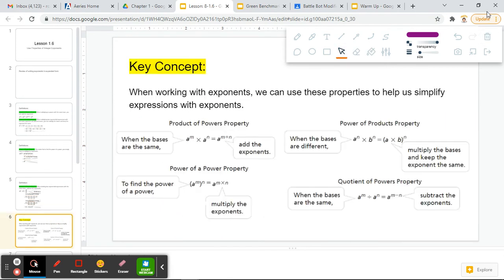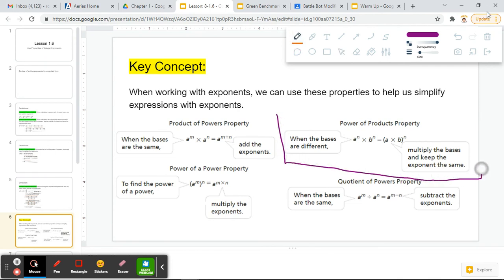Okay, so for our key concept today, when working with exponents, we can use these properties to help us simplify expressions with exponents. Real quickly, I restated all of our different properties here, whether it's the product of powers, the power of products, the power of a power, or the quotient of powers property. The product of powers, the power of powers, and the quotient of powers all tell us that when the bases are the same, you either add, multiply, or subtract the exponents. However, the power of products property tells us that when our bases are different, you multiply the bases together and keep the exponents the same.